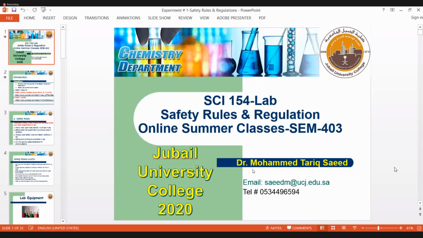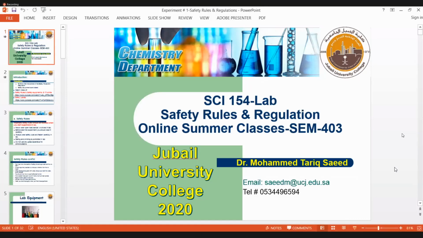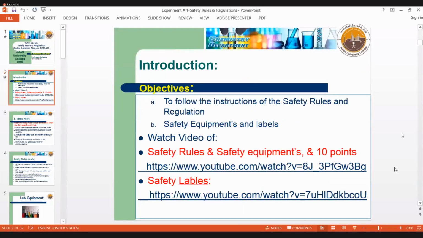Safety rules and regulation, online summer classes, semester 403. You know my name, my mobile number and my email address, which are already given in the first slide. And the second slide is about the objectives: we have to follow the instructions of the safety rules and regulation, safety equipment and labels. These are the two, safety rules and safety labels, and there are two videos given here.